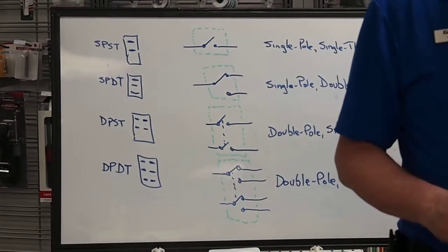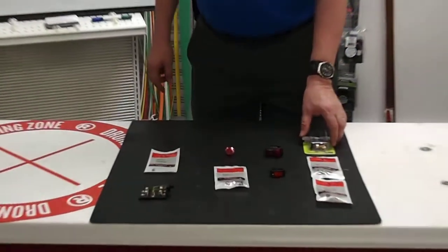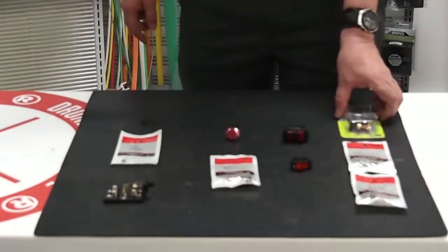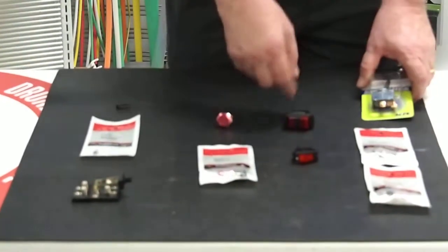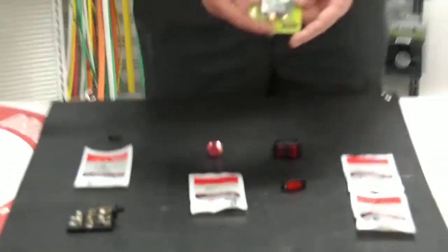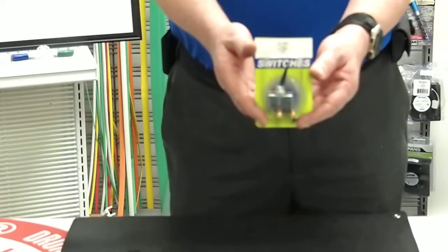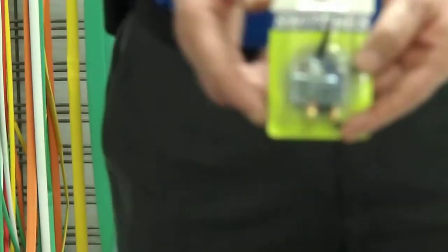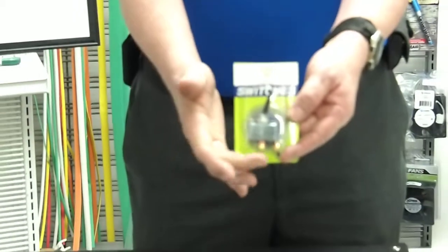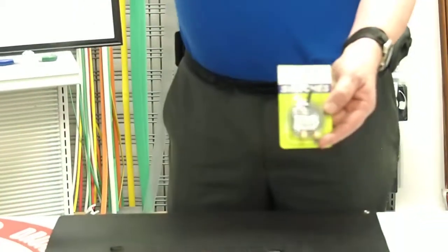The other way to differentiate the switches or classify them is by how we control them. The most common type, I'm sure you've seen, is the toggle switch. You have a little handle that goes back and forth, and the type of contacts could be any of the ones we've just talked about here.